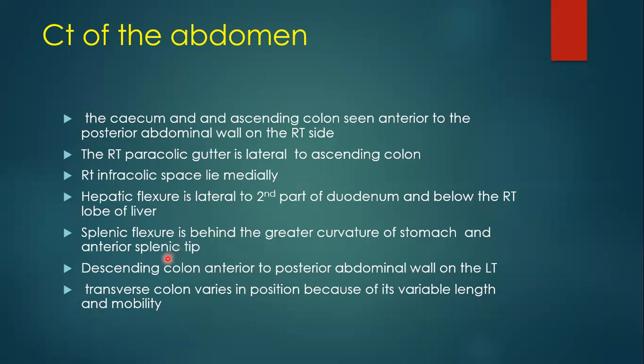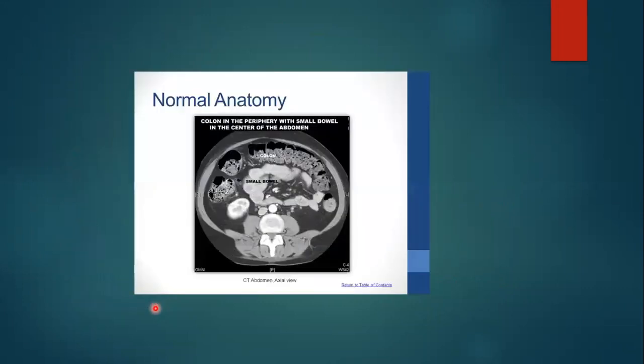The descending colon is anterior to the posterior abdominal wall on the left side. The transverse colon varies in position because of its variable length and mobility, because it has a mesentery. Here, axial CT of the abdomen shows normal large bowel: large bowel at the periphery and small bowel at the center of the abdomen.